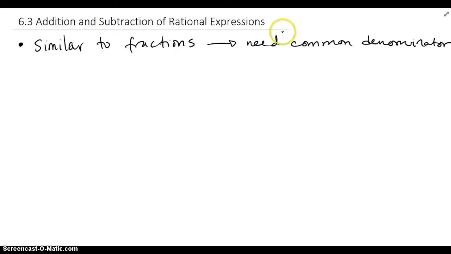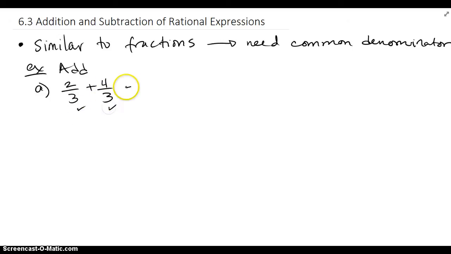Addition and subtraction of rational expressions is very similar to fractions. So basically you're going to need a common denominator to add these rational expressions. For example, if I'm to add these two fractions 2/3 and 4/3, since they have the same denominator, I keep the common denominator and I add the numerators, which is 2 plus 4. That's going to give me 6/3, and the last step really is to make sure you reduce anything that can be reduced. So my final answer is 2/1 or 2.